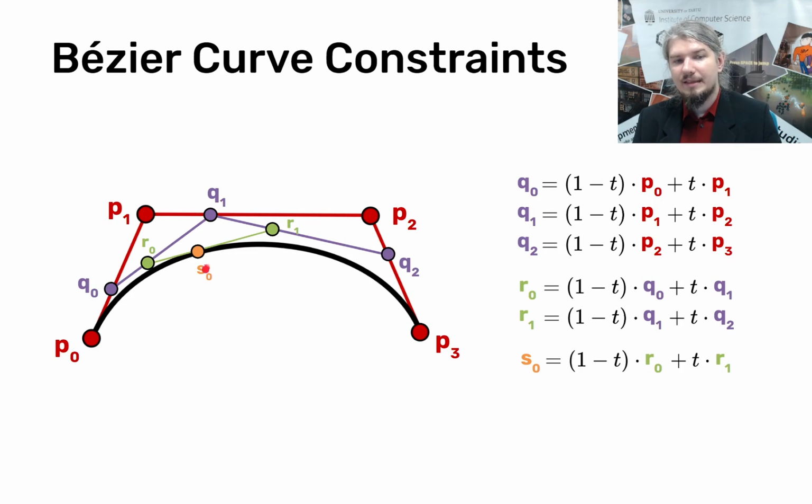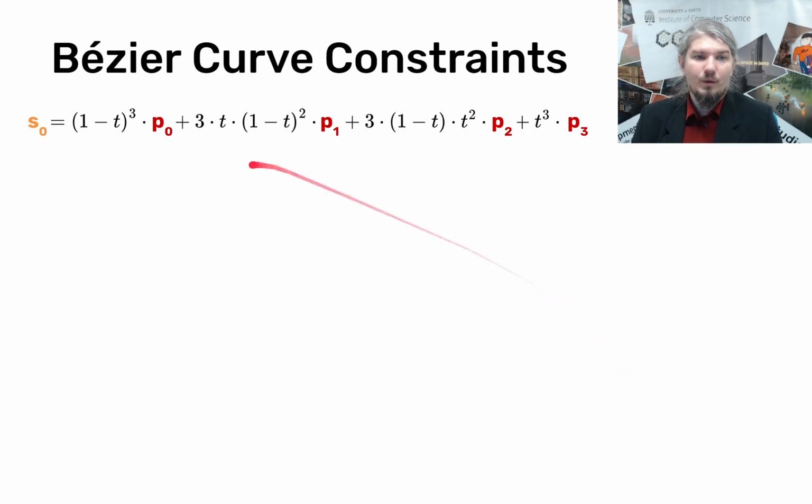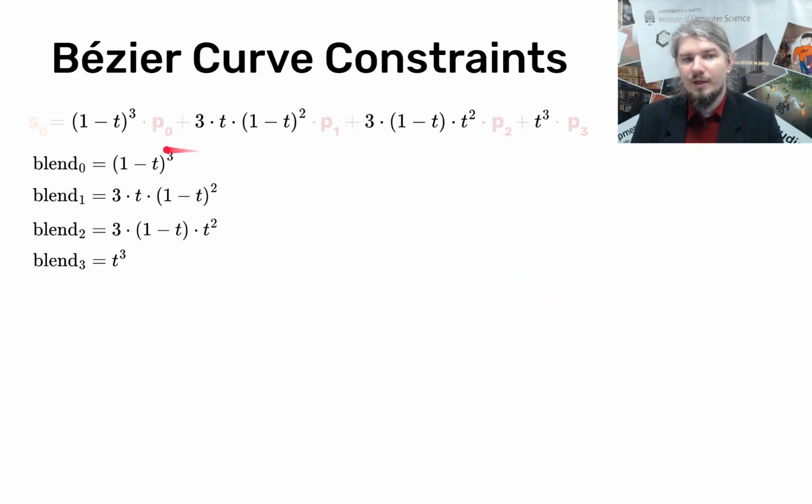And we had this last point, let's say S0, so that's on the curve, but that's a linear interpolation between R0 and R1. Now if we write all of this out, then we get a line like this. So this S0 is actually going to be this combination of P0, P1, P2 and P3 with these specific coefficients. And you find these just by putting together these equations here. Now we have this row, and from this row we can very easily detect the blending functions.